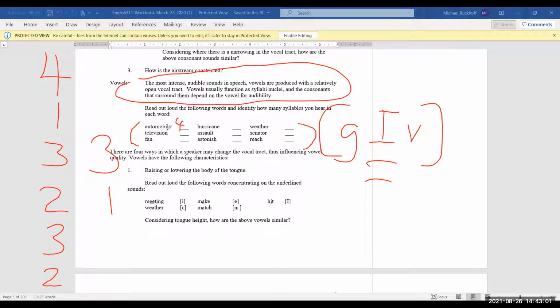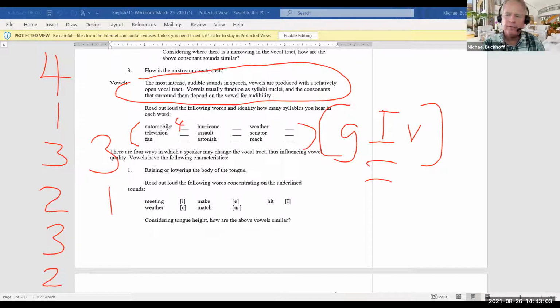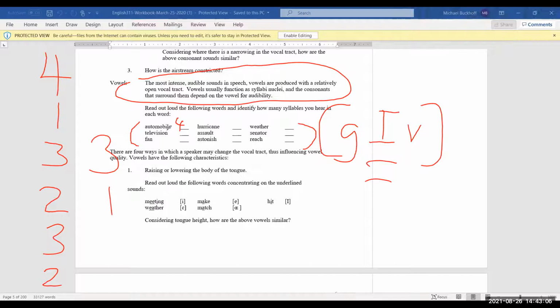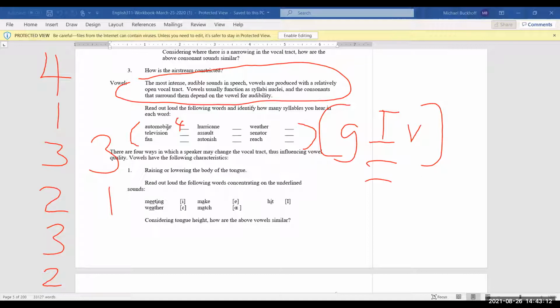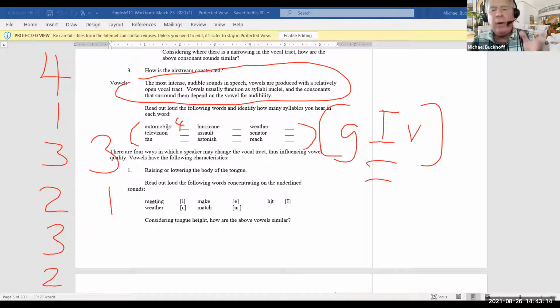Now, what if I said reaching? 2. What if I say reached? I reached for something. It's 1. Still 1, right? So the key here is we can determine the number of syllables in a word by the number of vowels that we hear, because the vowel comprises the heart of the syllable. That's the nucleus of the syllable.